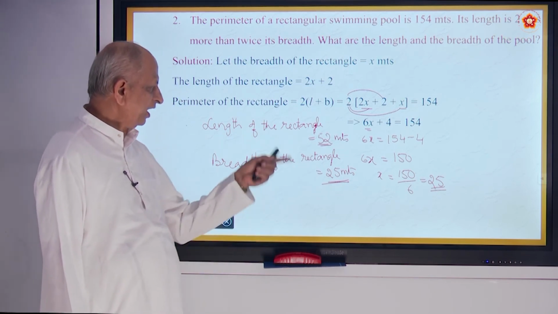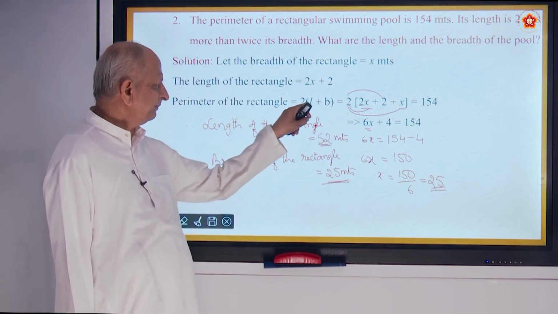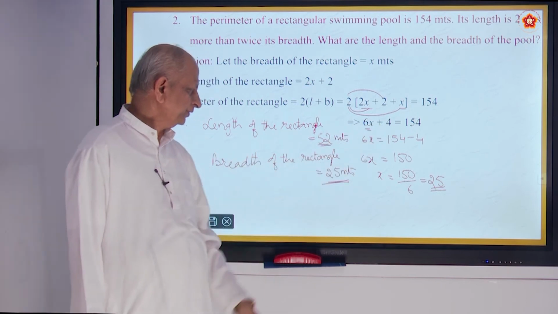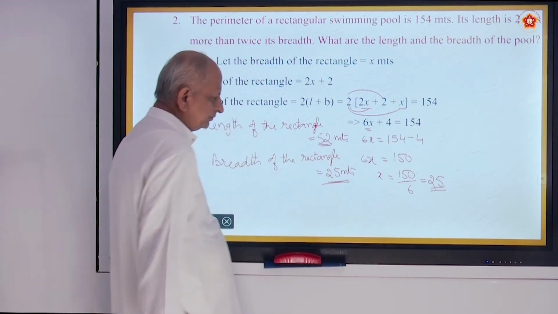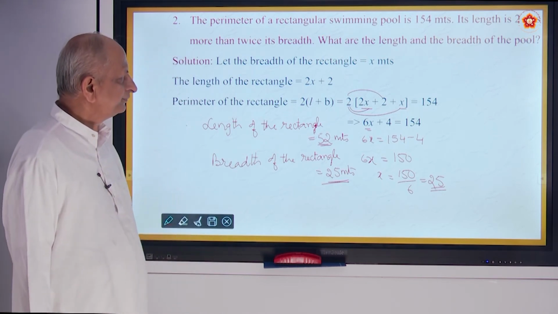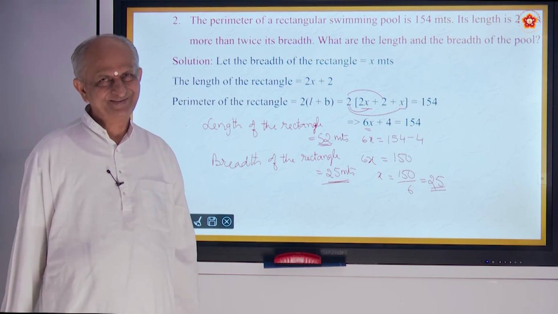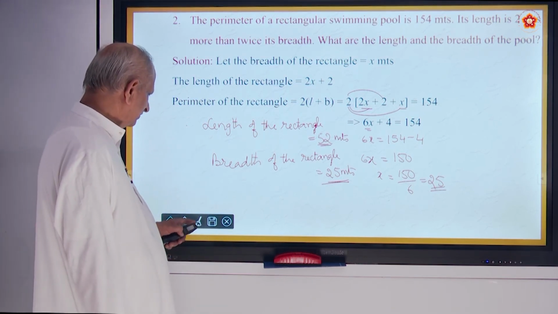Now what about the perimeter? That is a verification. Perimeter is 2 into L plus B. So 6x plus 4. So 6 into 25, that is 150 plus 4, 154. So that is verified. So this is a 3 marks question, you must answer it in 6 minutes. Can you do it? Okay. Shall we pass on to the next problem?